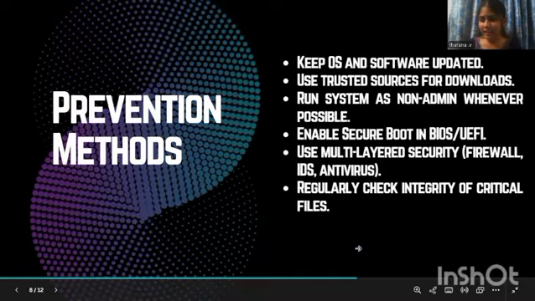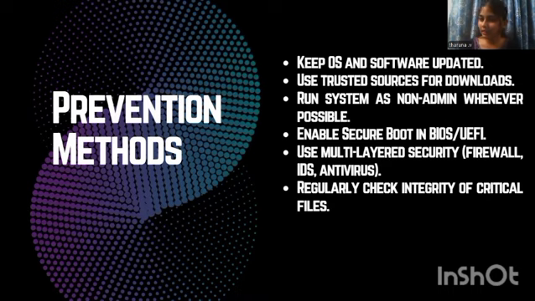As the saying goes, prevention is better than detection, especially when it comes to rootkits. So, here's how we can reduce the risk. Keep software updated. Patch vulnerabilities quickly. Use trusted sources, and avoid pirated software or unknown USBs. Run as a non-admin user, so don't give unnecessary privileges. Enable secure boot, which prevents unauthorized bootloaders.